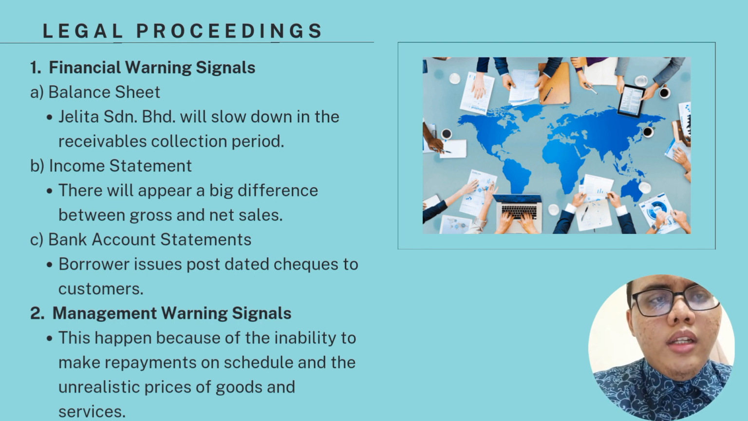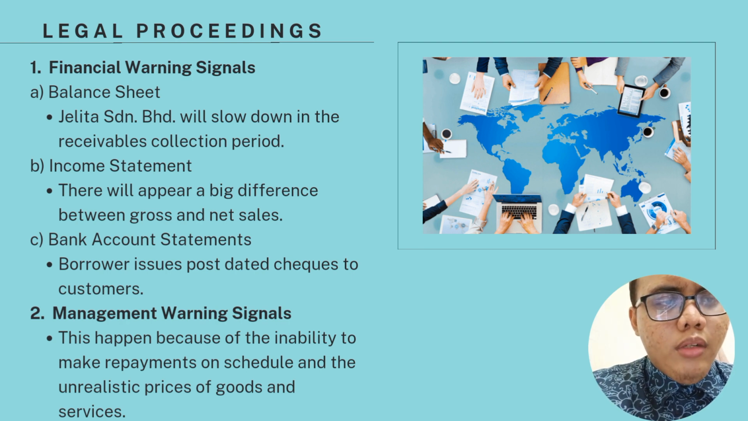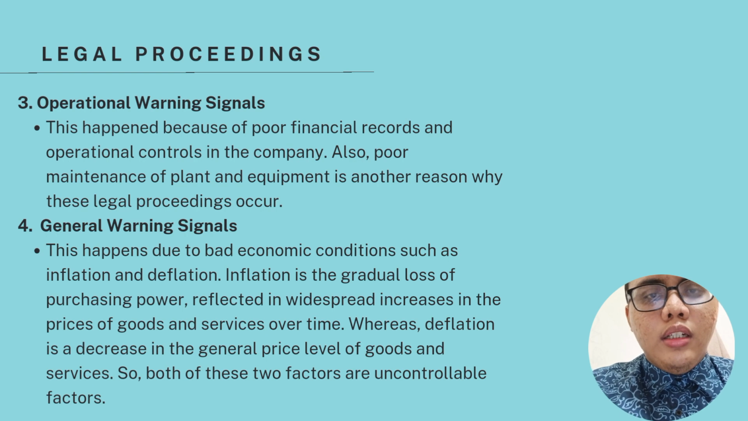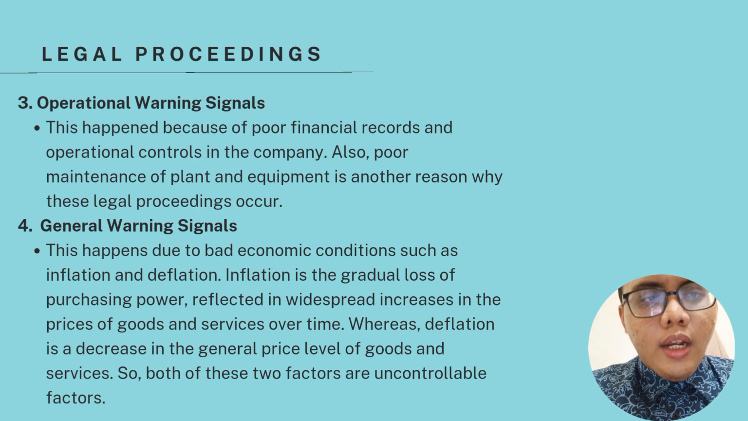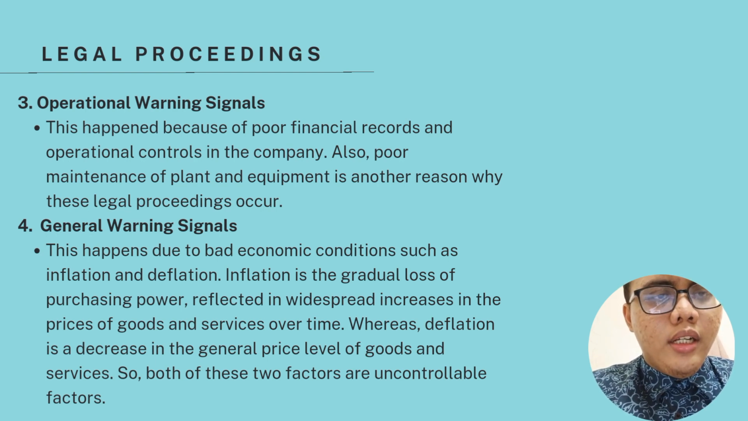The second step in legal proceedings is management warning signals. This happens because of the inability to make repayments on schedule and the unrealistic prices of goods and services. Next, I will continue with the third step in legal proceedings, which is operational warning signals. This happens because of poor financial records and operational controls in the company. Also, poor maintenance of plant and equipment is another reason why these legal proceedings occur.